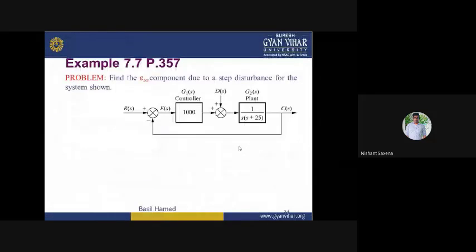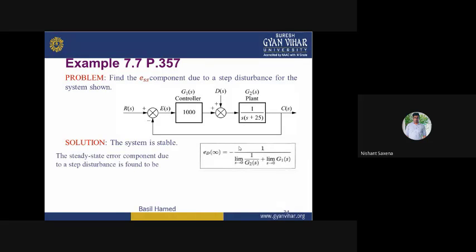The example. Now let's see the example of another problem in which we have been asked to calculate the steady state error component due to the step disturbance for a system shown. The system is stable and the steady state error component due to the step is found to be in this way. Now when we substitute the EB and as T tends to infinity, then the S tends to 0.